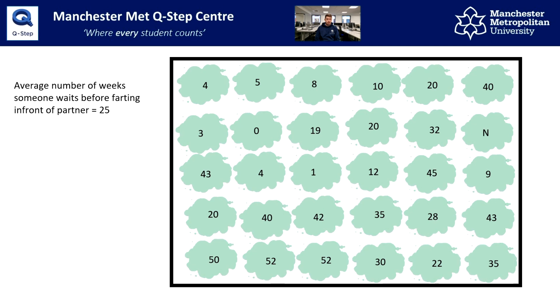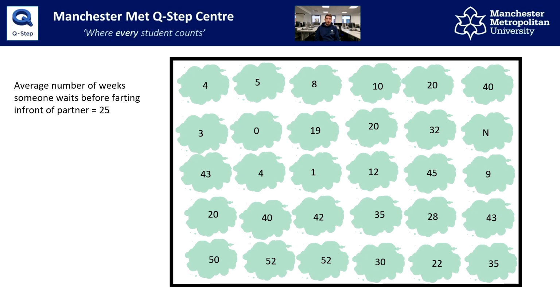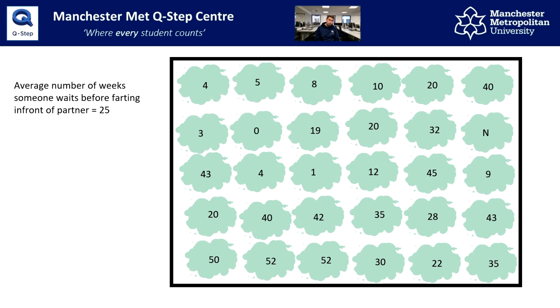Right, let's talk about the importance of measurement and how the way that we've measured a variable and decided whether we're going to report it in its numeric form or categorical form can change the story, or at least provide a different sense of narrative. What you can see here on the slide is some data that we did, and what we found was that the average number of weeks that someone waits before breaking wind in front of their partner is 25 weeks.